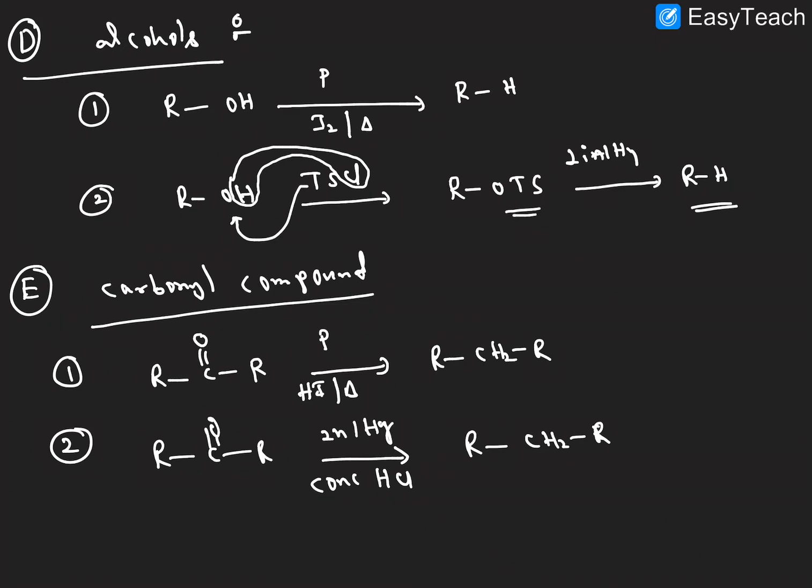Next, one more reagent is there, the Wolff-Kishner reagent. The C double bond O is treated with the Wolff-Kishner reagent. What is the Wolff-Kishner reagent? NH2NH2 and KOH in basic conditions, and the carbonyl is converted into CH2. This is one of the methods to convert a carbonyl compound into a hydrocarbon.